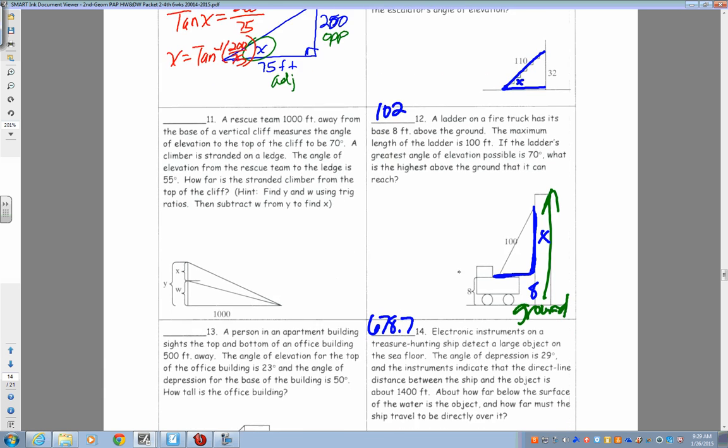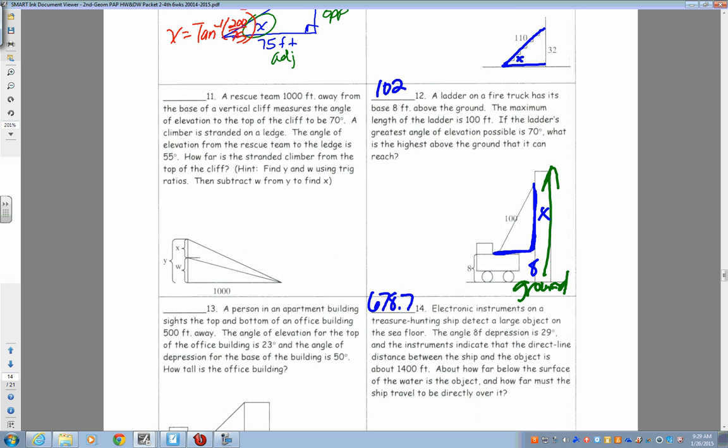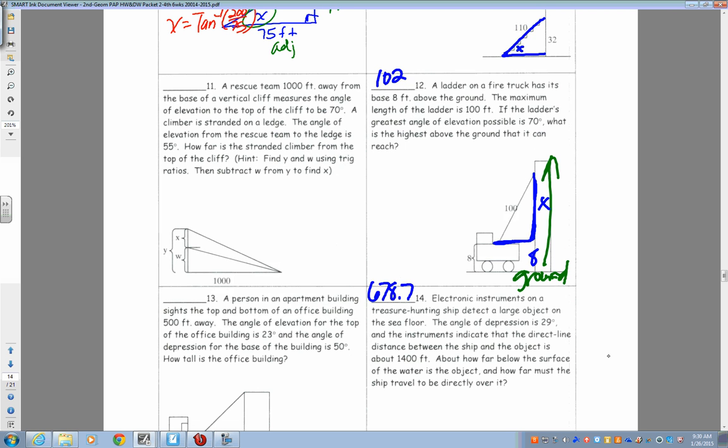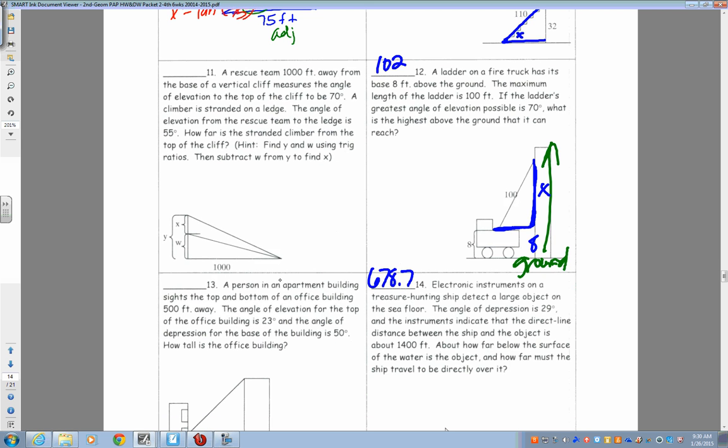Number 11 and 13, definitely you're going to see. We have two scenarios, and we're going to combine the two. Since the rescue team is 1,000 feet away from the base of the vertical cliff, they've already labeled that for you. It says that the angle of elevation to the top of the cliff is 70 degrees. So if I'm talking about the top of the cliff, that is the whole triangle here using y. That's 70 degrees.